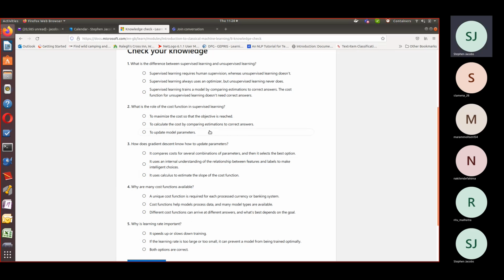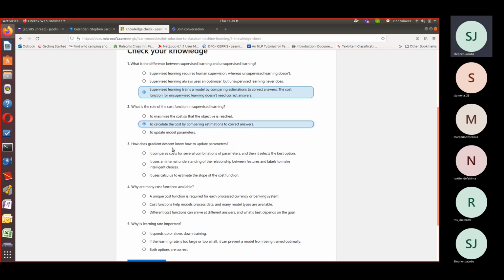What do we think there? I think it's probably the second one. Do we think it's the second one? Yeah, I think updating the model parameters is a different process. It uses the cost function as well as the last value of the parameters. But I think probably we're going to go here for number 3 and here for number 2.